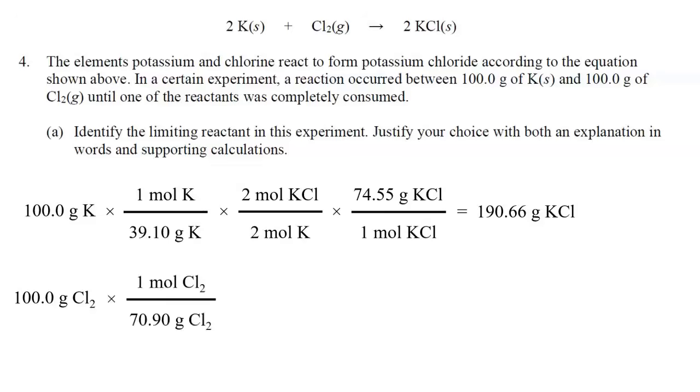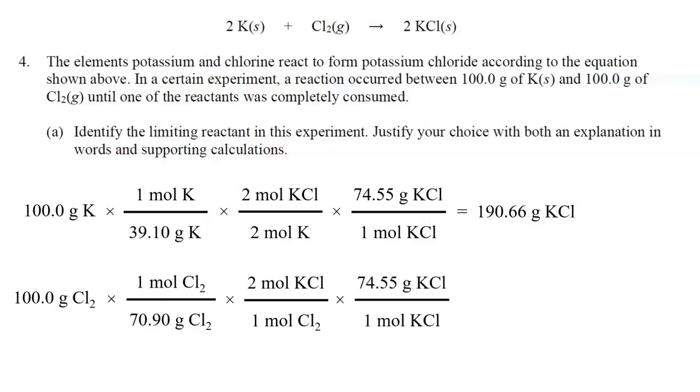First, grams to moles of chlorine using the molar mass of Cl2. Then we go from moles of Cl2 to moles of KCl. That would be a ratio of 2 over 1 from the coefficients. And then multiply by the molar mass of KCl, 74.55. So 100 divided by 70.9 times 2 times 74.55, and we get 210.30 grams of KCl.